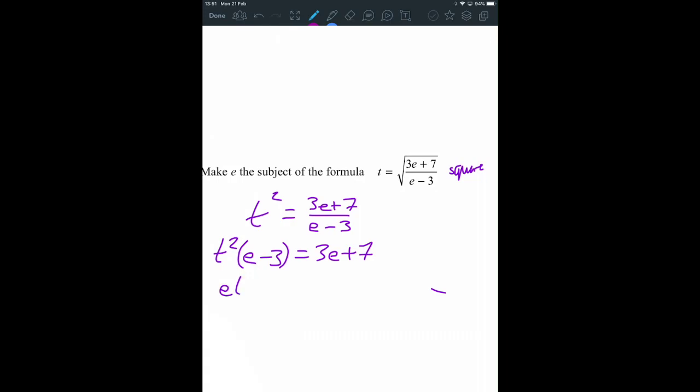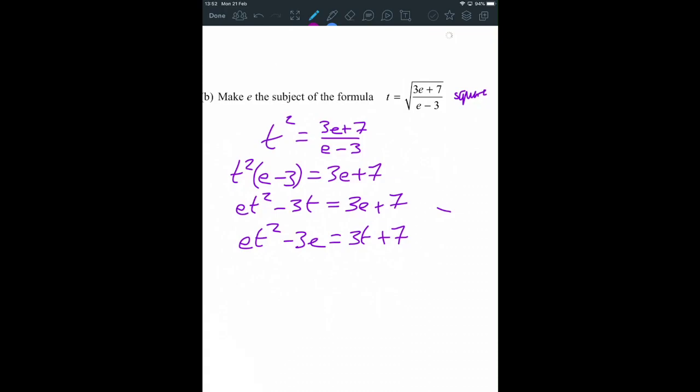Now we've got brackets, let's get rid of those. I now have e's on both sides. I don't particularly like that, so I'm going to bring the 3e over and put the 3t back on the other side. So now my left hand side has e's, my right hand side does not. Factorize the e.